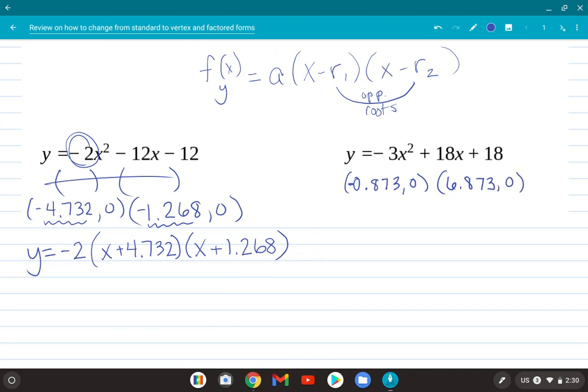0.873, comma 0. So y equals our first number, x, and I'm going to take the opposite of that one. Since it's negative, I'm going to put a positive. And you can always put 0 in front of it. I'm fine. I just ran out of space on this one. X, and then opposite of this one. And that's how you change it from standard to factored.